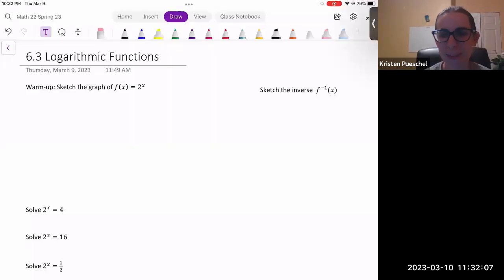Okay, welcome folks. Today we're going to be talking about logarithms, the inverses of our exponential functions. Just to warm up, we're going to start by building a brief sketch of the function f of x equals 2 to the x. So remember that our input x is going to go up in the exponent here.